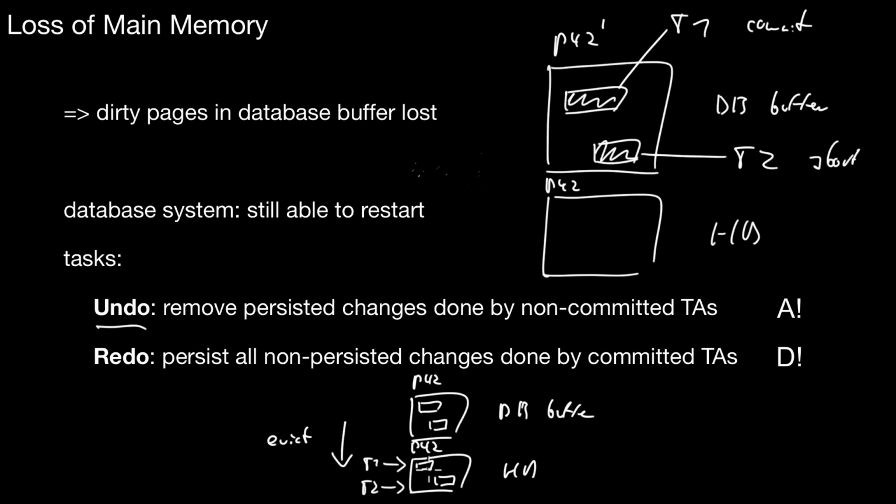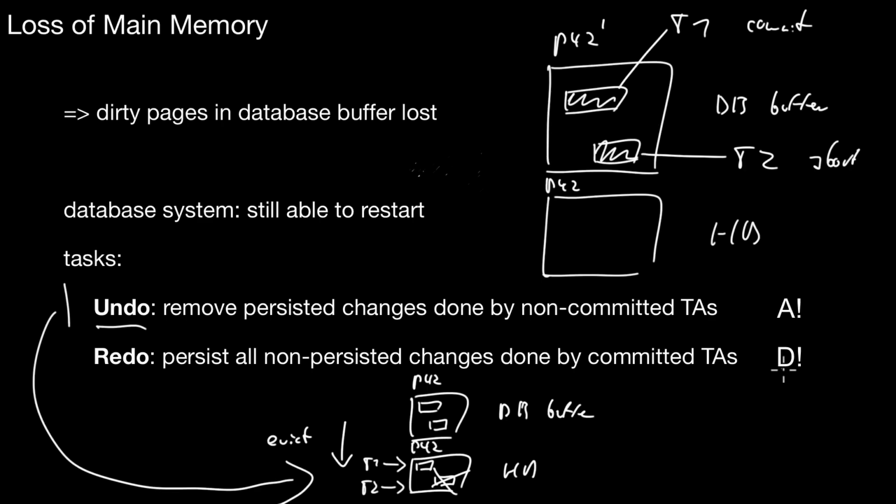In undo, you have to look at this scenario here. You have to make sure that if a change done by an aborted transaction, by a non-committed transaction, found its way to the store, you have to get rid of it again. This has to be removed. That is what's happening here. Remove this stuff again. In redo, you persist all the non-persisted changes done by committed transactions. This is then again ensuring durability.